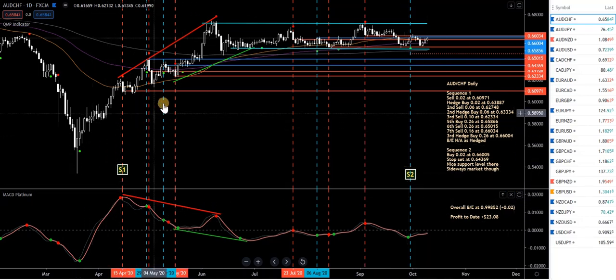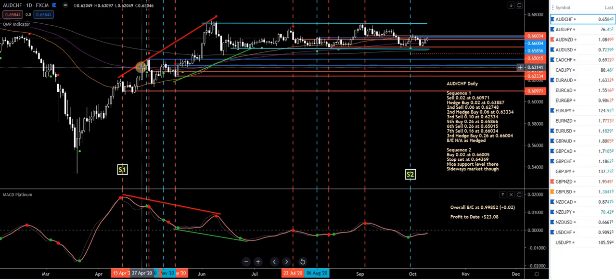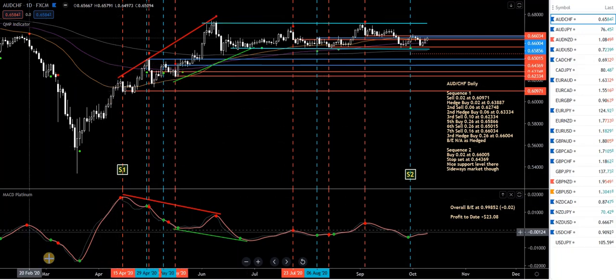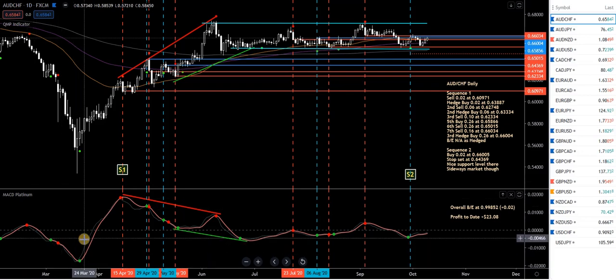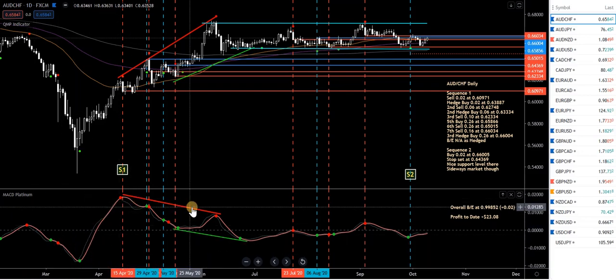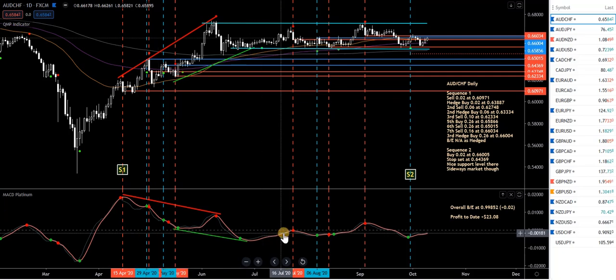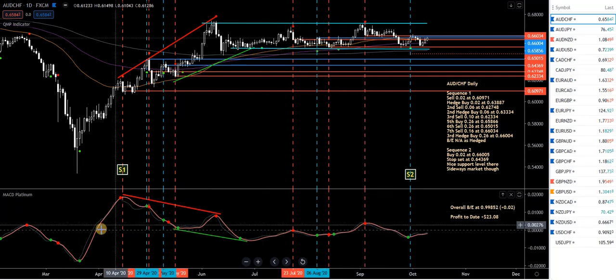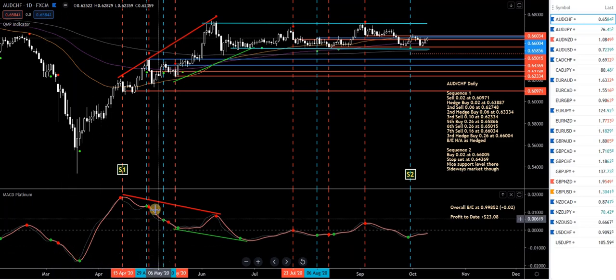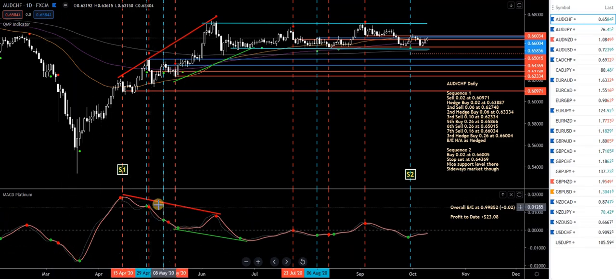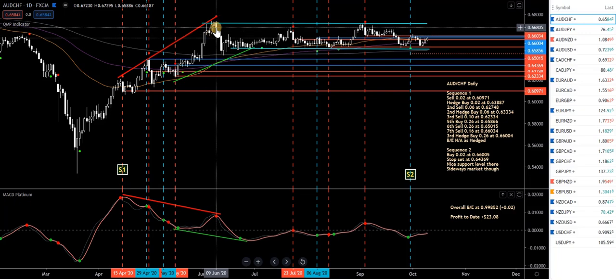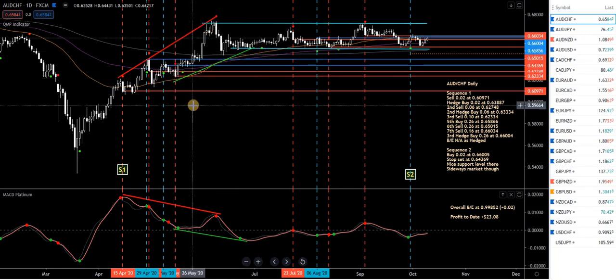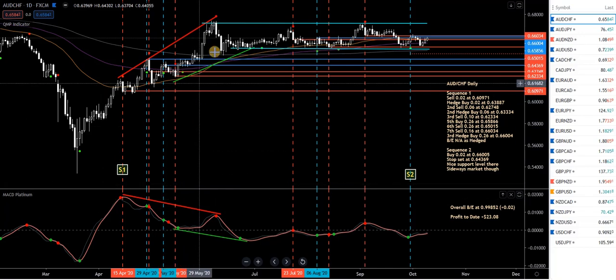Now, there's a lot of lines on the charts. Basically, this is my high probability template. The MACD Platinum's the bottom indicator. Generally, if it's above the zero level, which is this grey dotted line, I'm looking to sell. I'm looking to buy when it's below the zero level. If you see red trend lines, it's bearish divergence, either formed or forming. Green trend lines, bullish divergence, either formed or forming.